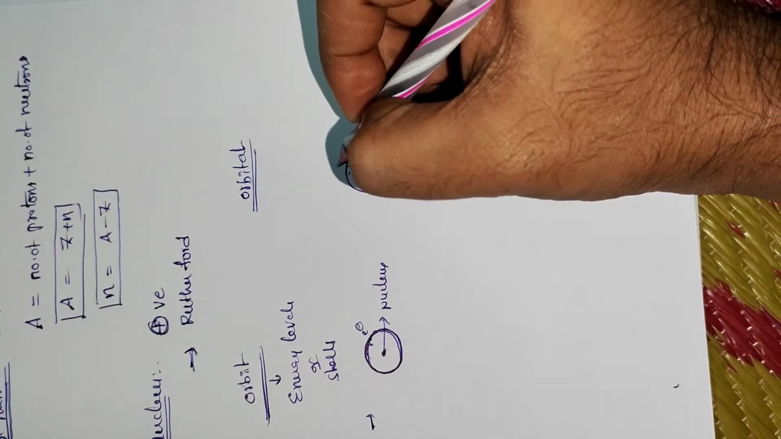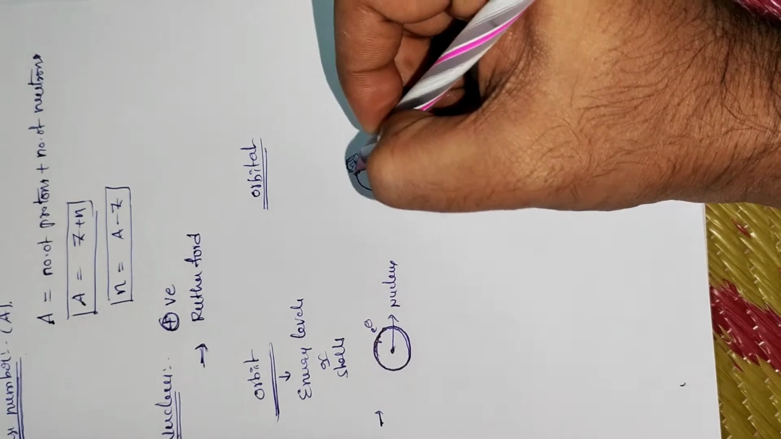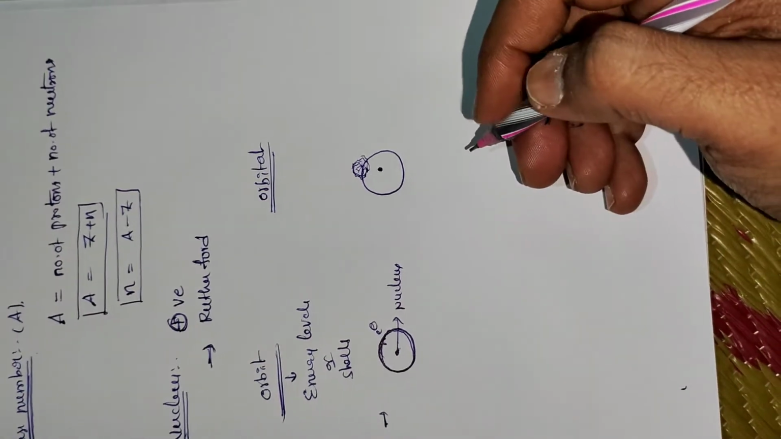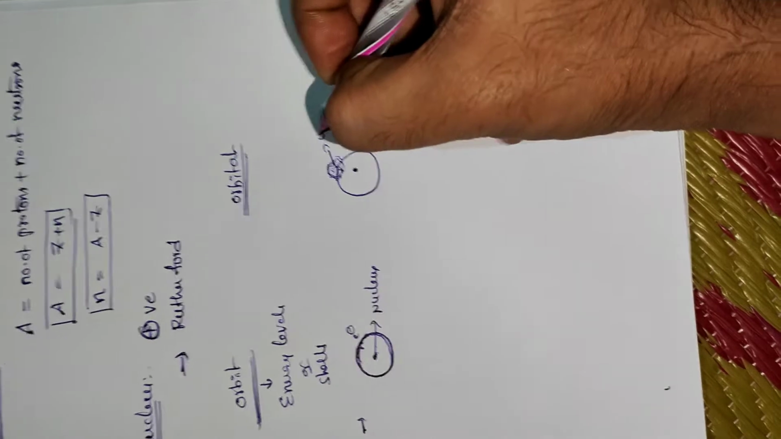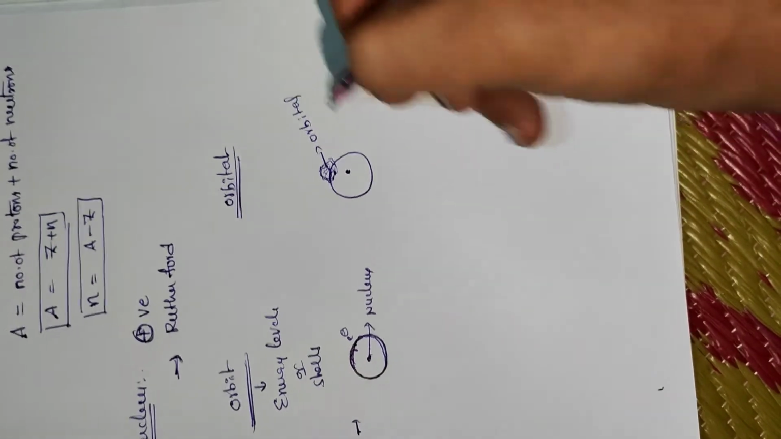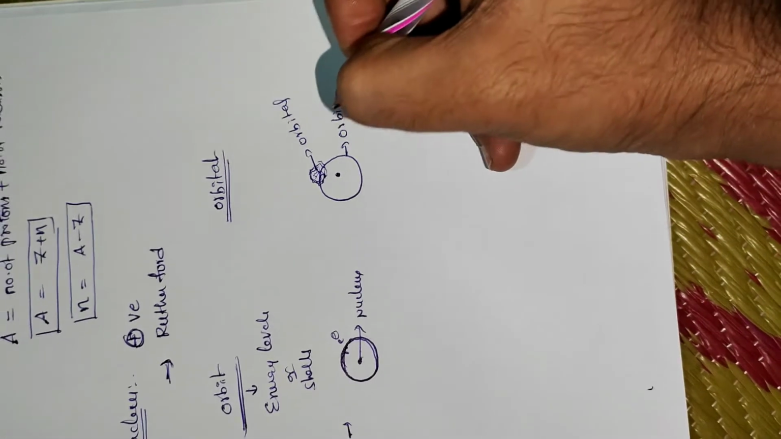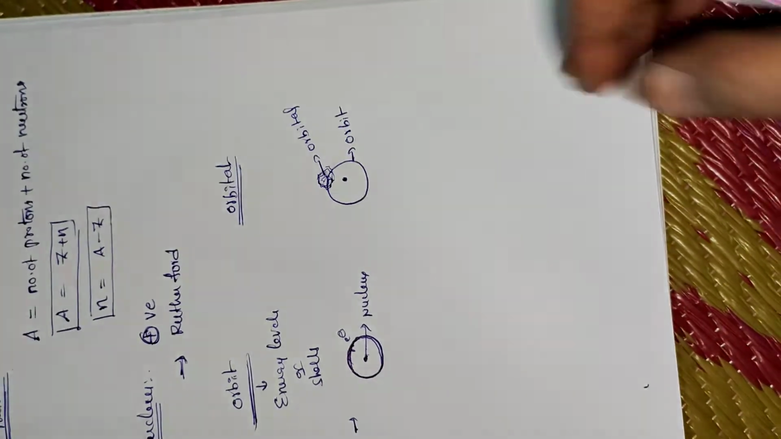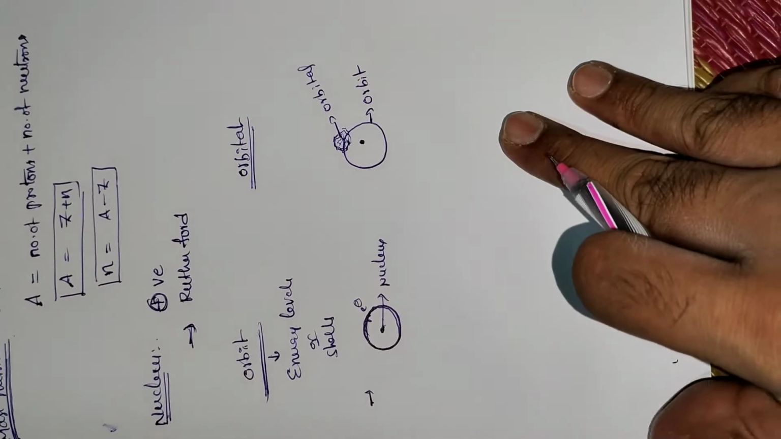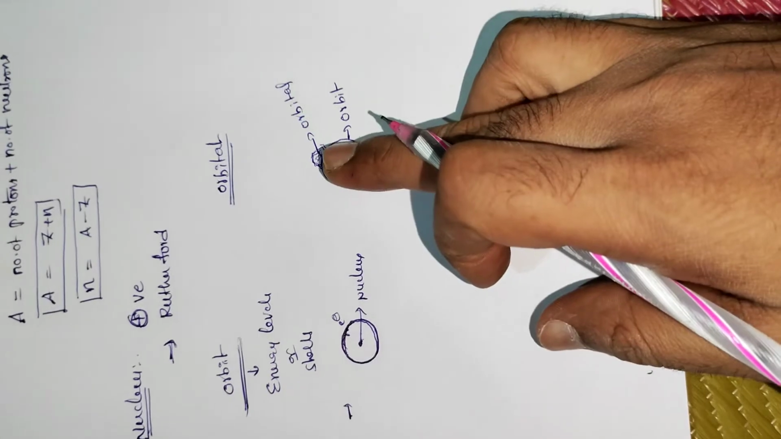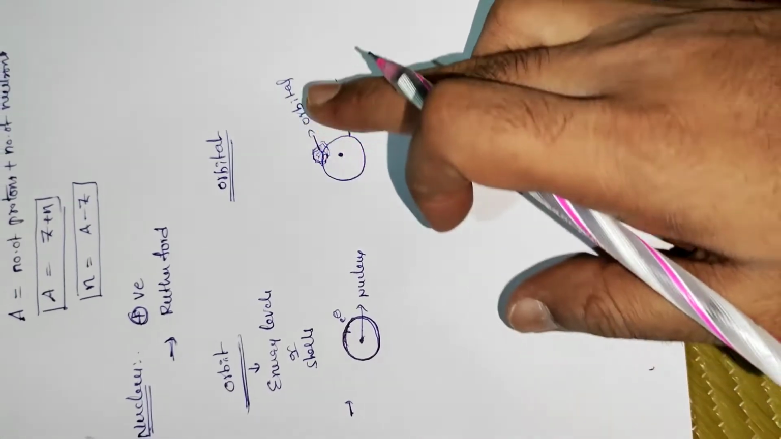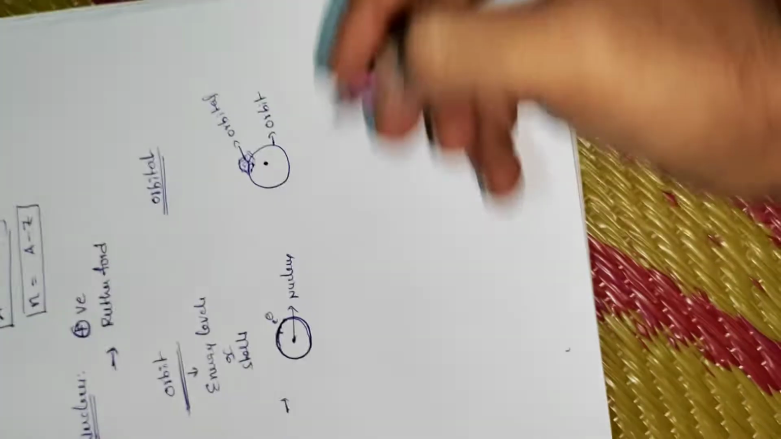What is meant by orbital? The region where the probability of finding an electron is maximum is called an orbital. This is the orbital. This is called what? Orbit. The path in which electrons revolve around the nucleus is called an orbit. The region where the probability of finding an electron is maximum is called an orbital.